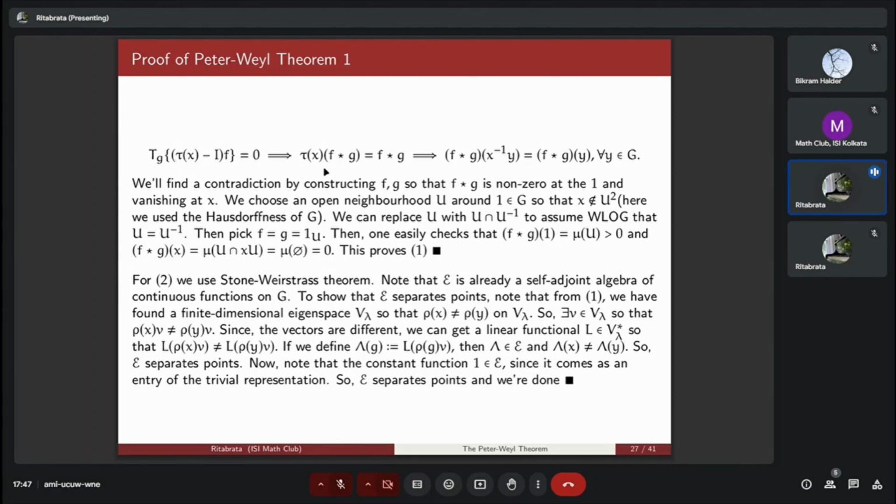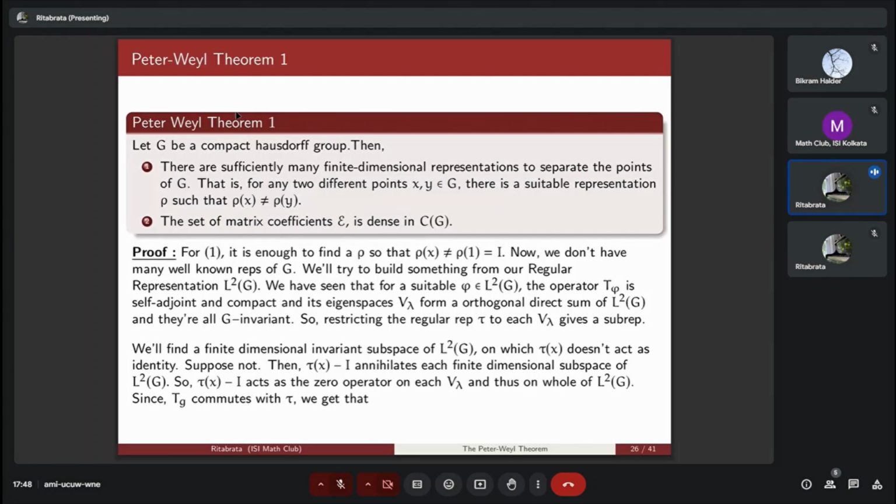It directly implies that tau x of f star g equals f star g, because this is how we define our map: Tg of f is f star g. So tau x of f star g is the same as f star g. If we unravel the definition of tau x, it just means that f convolution g applied at x inverse y is the same as f convolution g at y. This is what we have obtained assuming the contradictory statement, that tau x minus I annihilates each subspace.